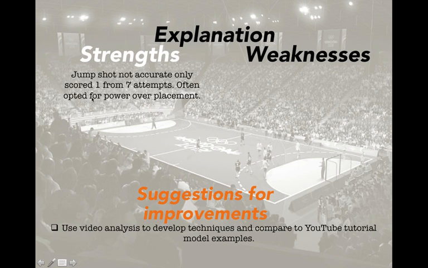So the jump shot not accurate, only scored 1 from 7 attempts, often opted for power over placement, and this resulted in only scoring 1 goal. And then I would carry on and do 3 other strengths, and I would do 4 weaknesses and explain them.